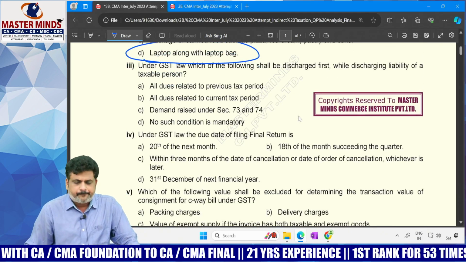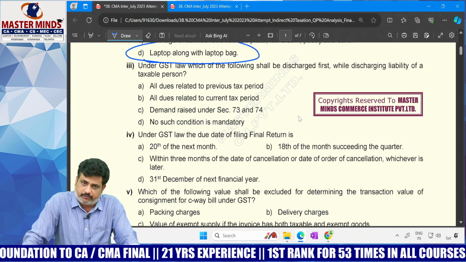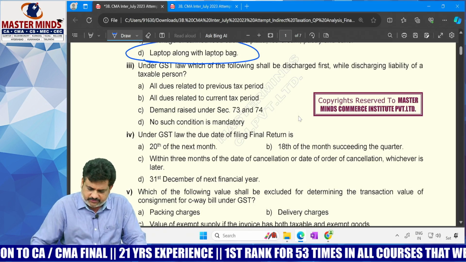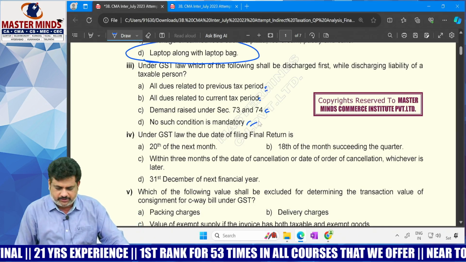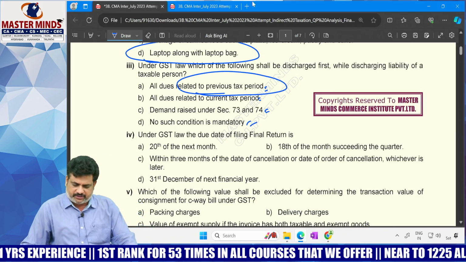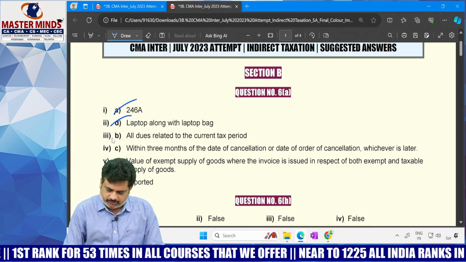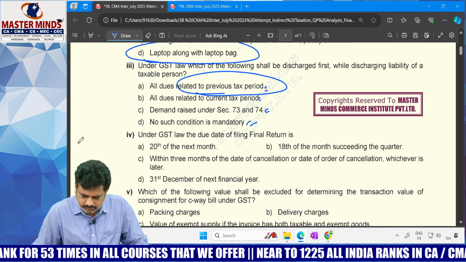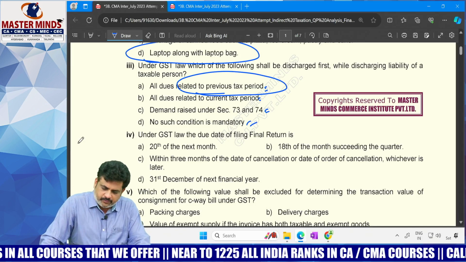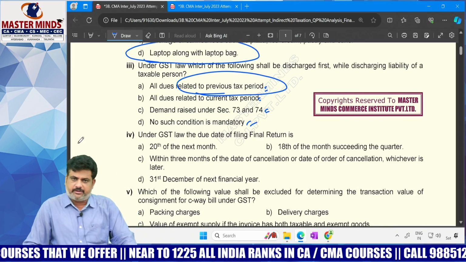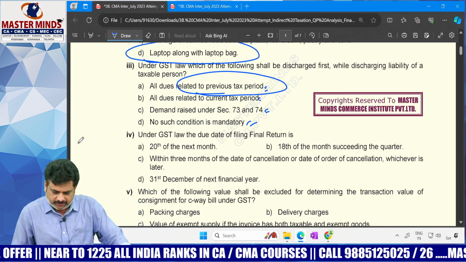What is the third one? Under GST law, which of the following shall be discharged first while discharging the liability of a taxable person? Previous tax period, current tax period, 73 and 74, no such condition is mandatory. So this is also a direct one, previous tax period. We can check the answer. 246A, laptop and laptop bag. First, all dues relating to the previous tax period need to be paid. Later on, we need to pay the current tax period. Later on, 73 and 74.